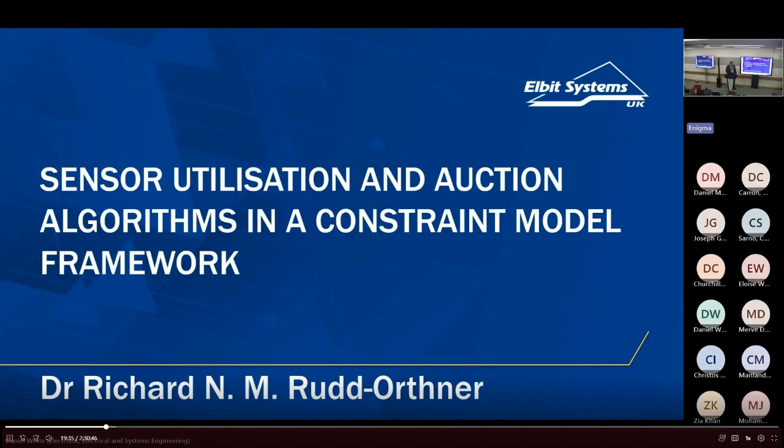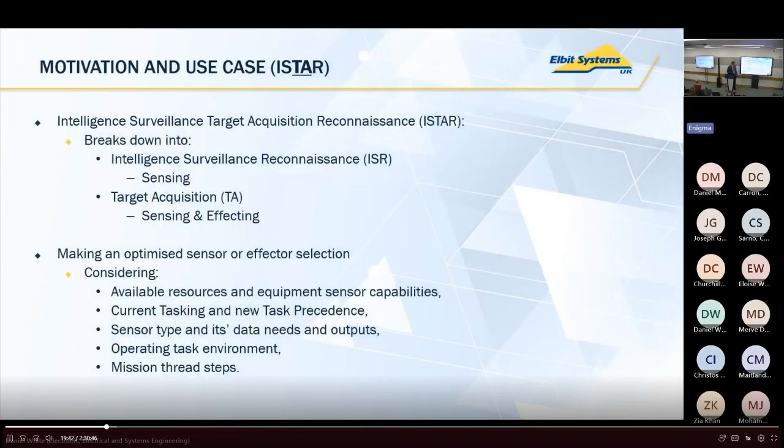So what I want to talk to you about is sensor utilization. It's actually sensor and effector utilization. What it basically comes down to, the motivation for this, is in the field of ISTAR, which breaks down into ISR and target acquisition. One part is really about sensing and understanding, the other part is about affecting.